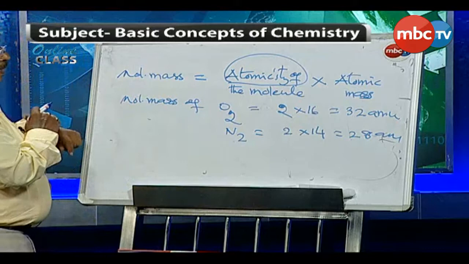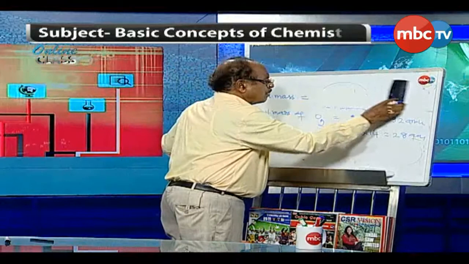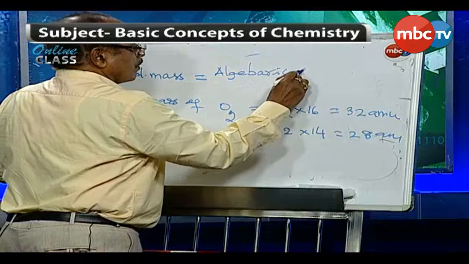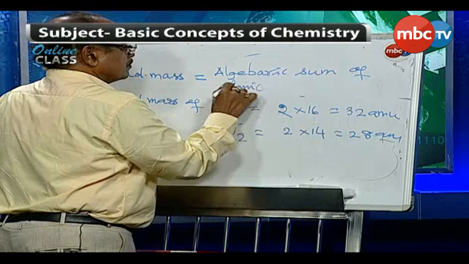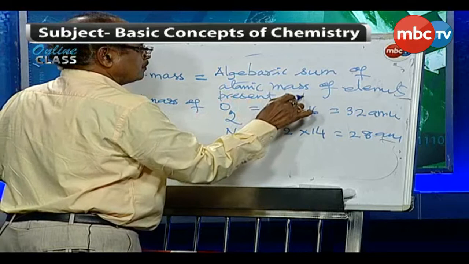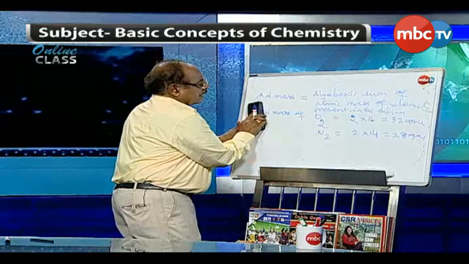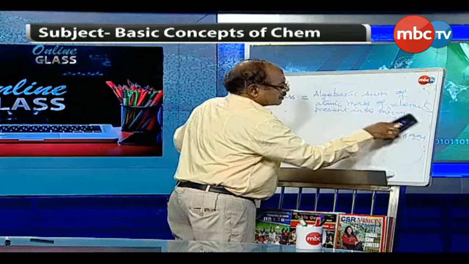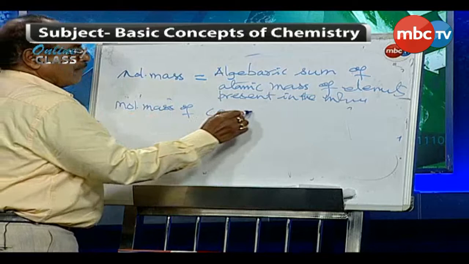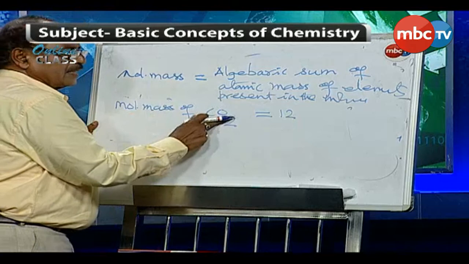Now, when you come to the molecular mass of a compound, it is the algebraic sum of the atomic mass of the elements present in the molecule. For example, the molecular mass of carbon dioxide: the atomic mass of carbon is 12 and the atomic mass of oxygen is 16. So, 12 plus 2 into 16 comes to 44 AMU.